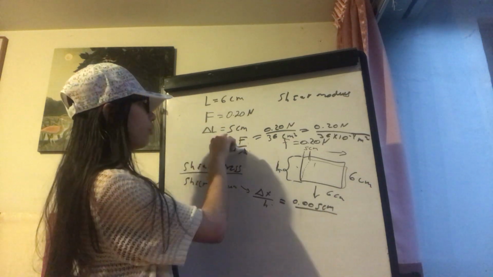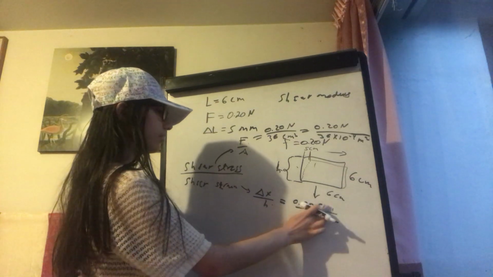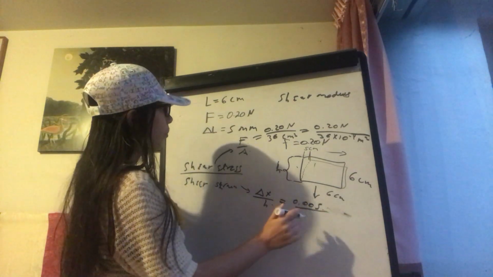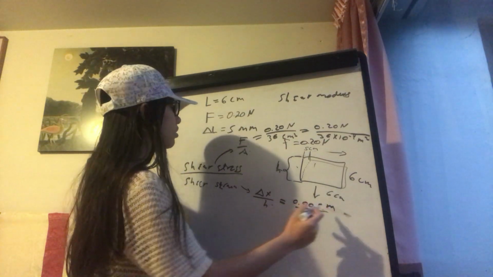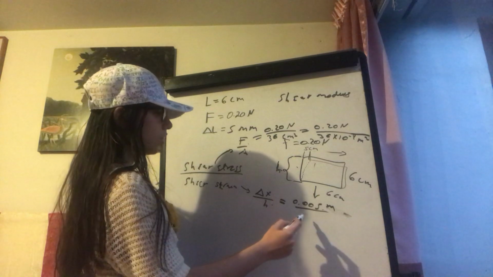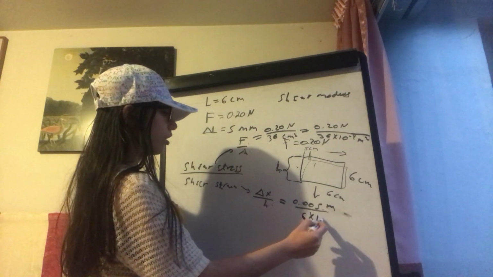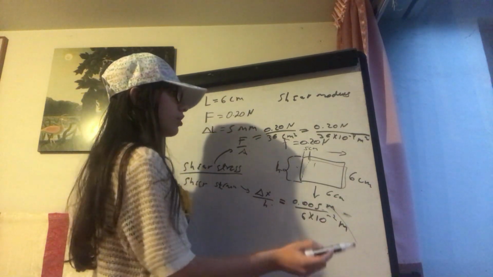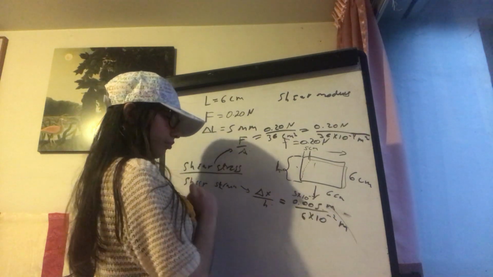Sorry, I messed it up here. It was 5 millimeters. So it will be 0.005 meters divided by 6 centimeters. So 6 times 10 to the negative 2 meters. So meters are cancelled. This is the same as 5 times 10 to the negative 3.